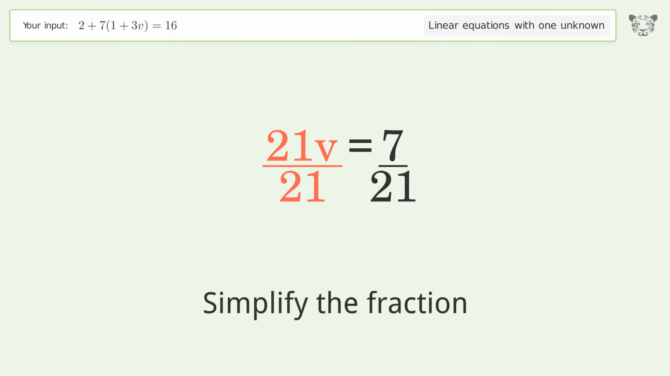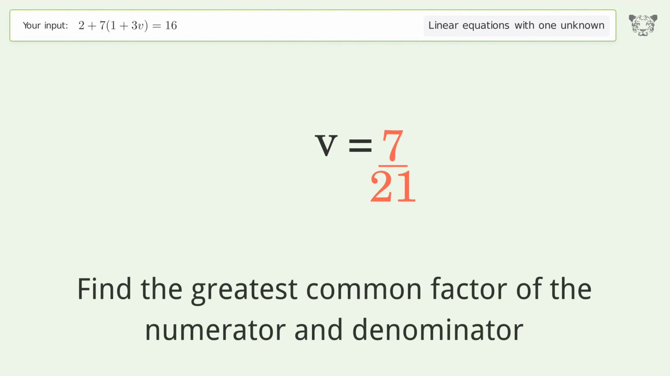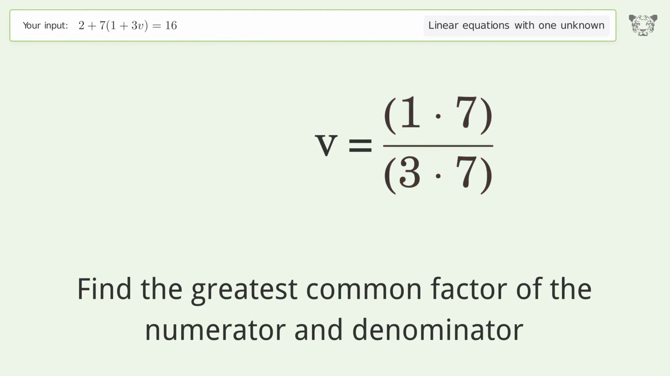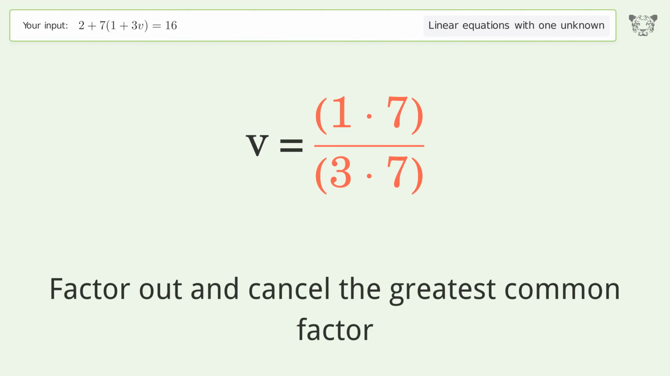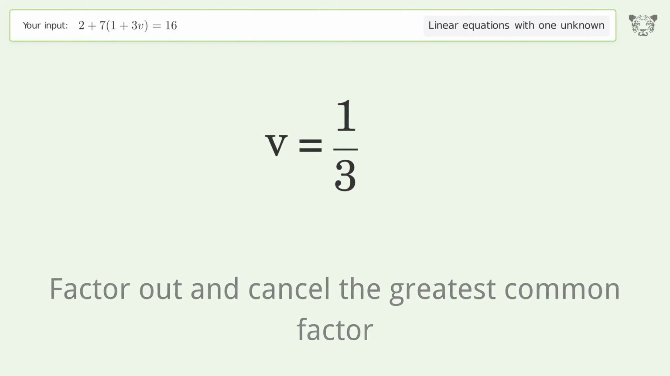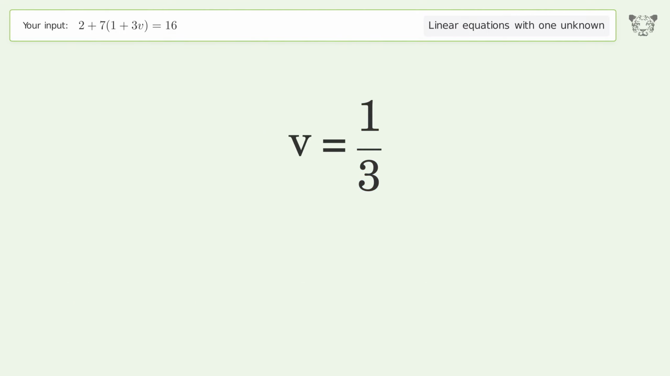Simplify the fraction. Find the greatest common factor of the numerator and denominator. Factor out and cancel the greatest common factor. And so the final result is v equals 1/3.